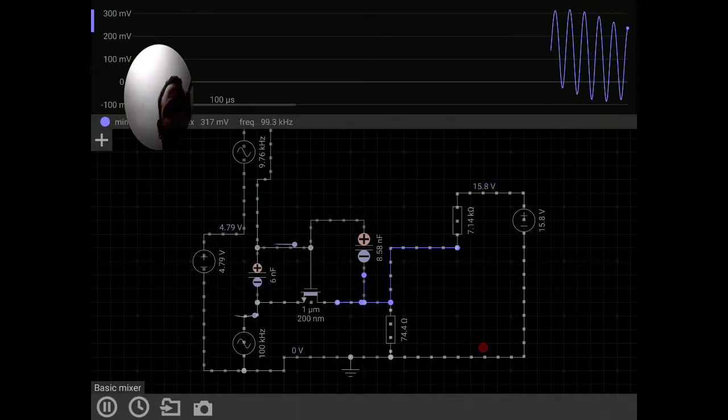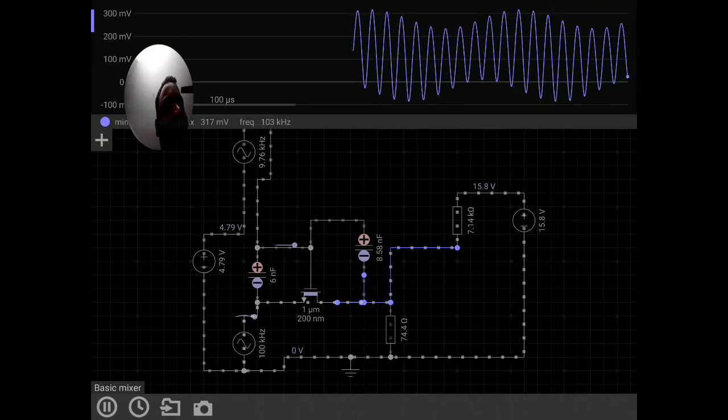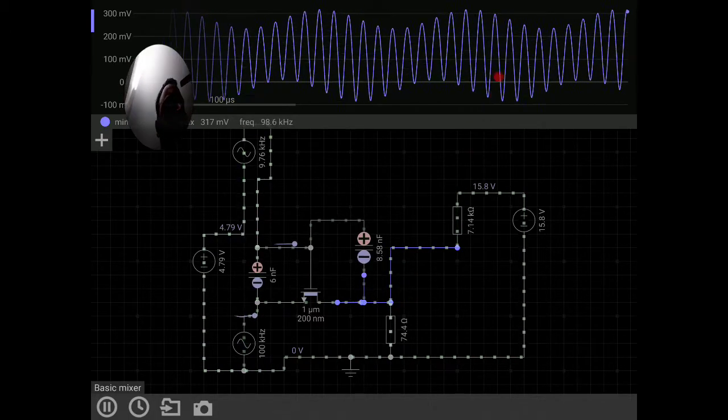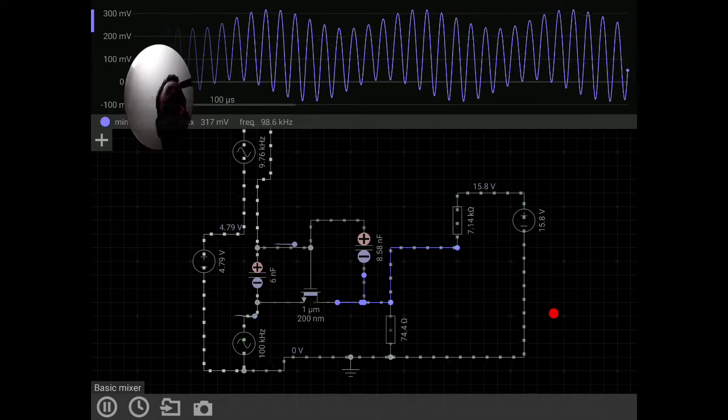This is a basic mixer. It multiplies the two voltages, then that gives the output here, and that's the mixed output that you see. So this is a mixer topology which works.